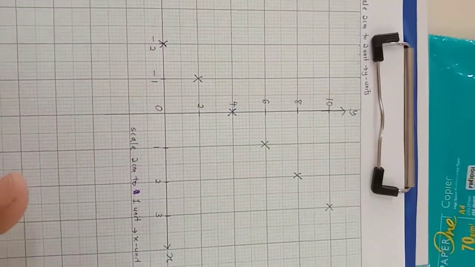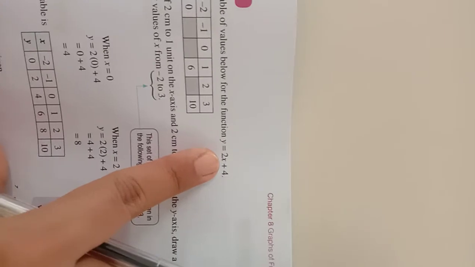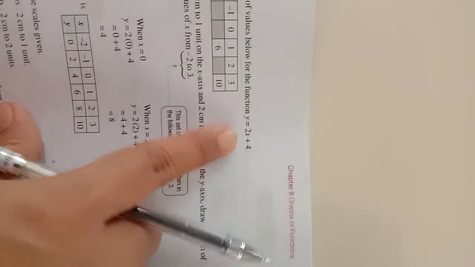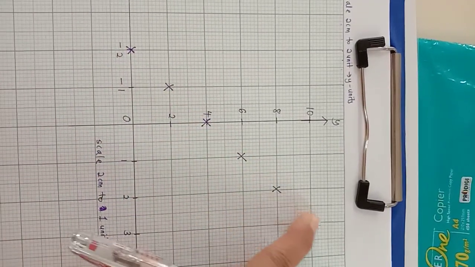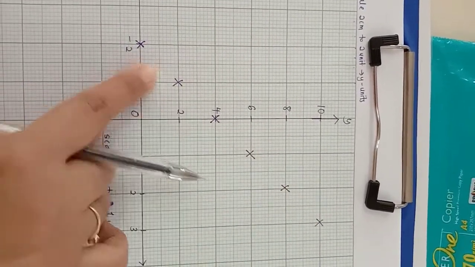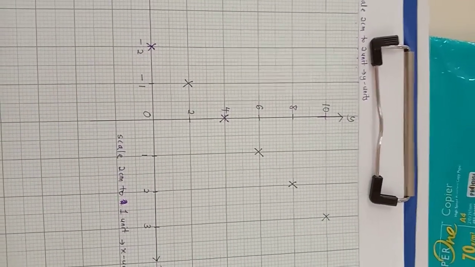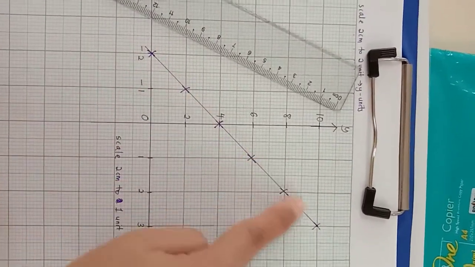Okay, next what we need to do. This is a straight line, right? Why do I say straight line? Because the equation is 2x plus 4, so this is a linear equation. There is no power of 2, nothing like that. It is a straight line. So you need to join all the marks you made on the graph. You need to join all the marks given by using a ruler.